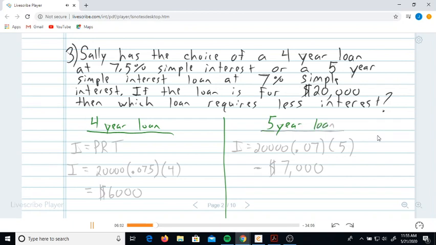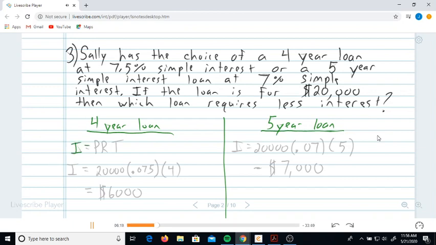Now, your initial gut feeling might be to say, hey, whichever one has the lower rate will be less interest. Well, not quite. You have to keep in mind that the 5-year loan is over a longer period of time, which means it will accrue more interest. Maybe, but it's at a lower rate, so it's not obvious.